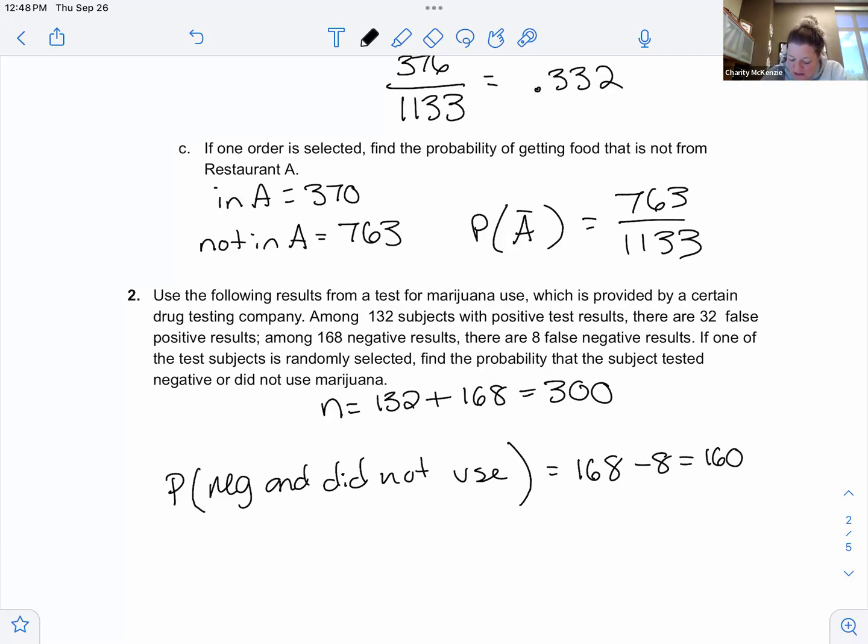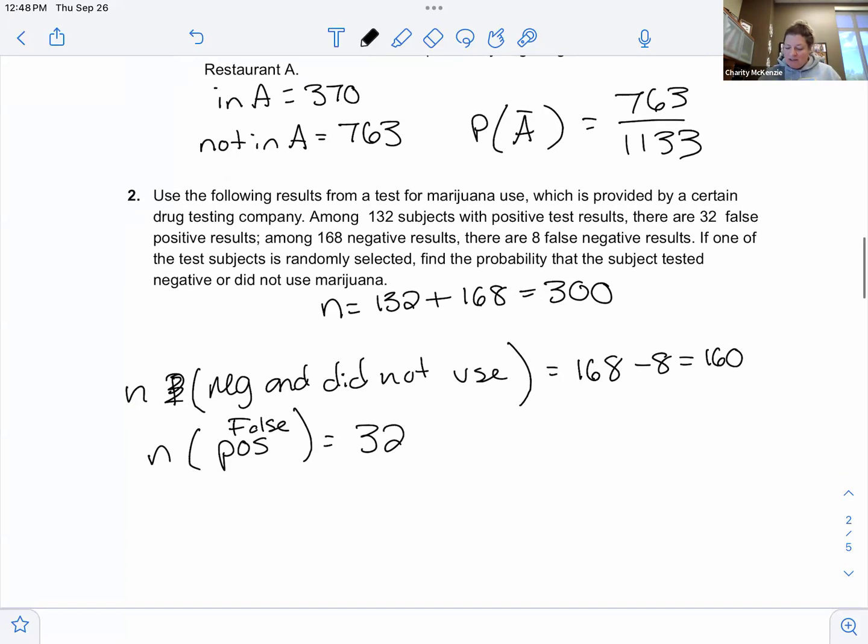Okay, so then the next category would be the probability. Oh, I shouldn't have the probability. This is just the number, because it is just how many are in that group. We're just adding them up. And then how many tested positive but didn't really use? Let's just call that a false positive. That's 32. So 32 people tested positive but didn't actually use. So that's our total. We have the 160 and the 32.